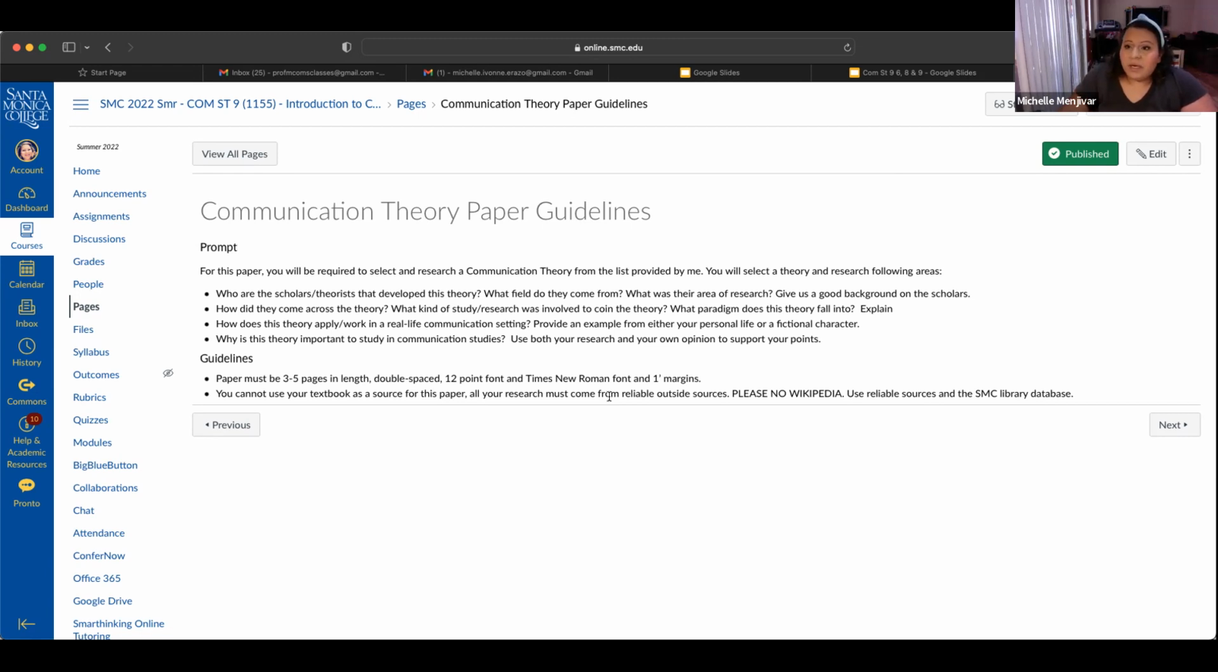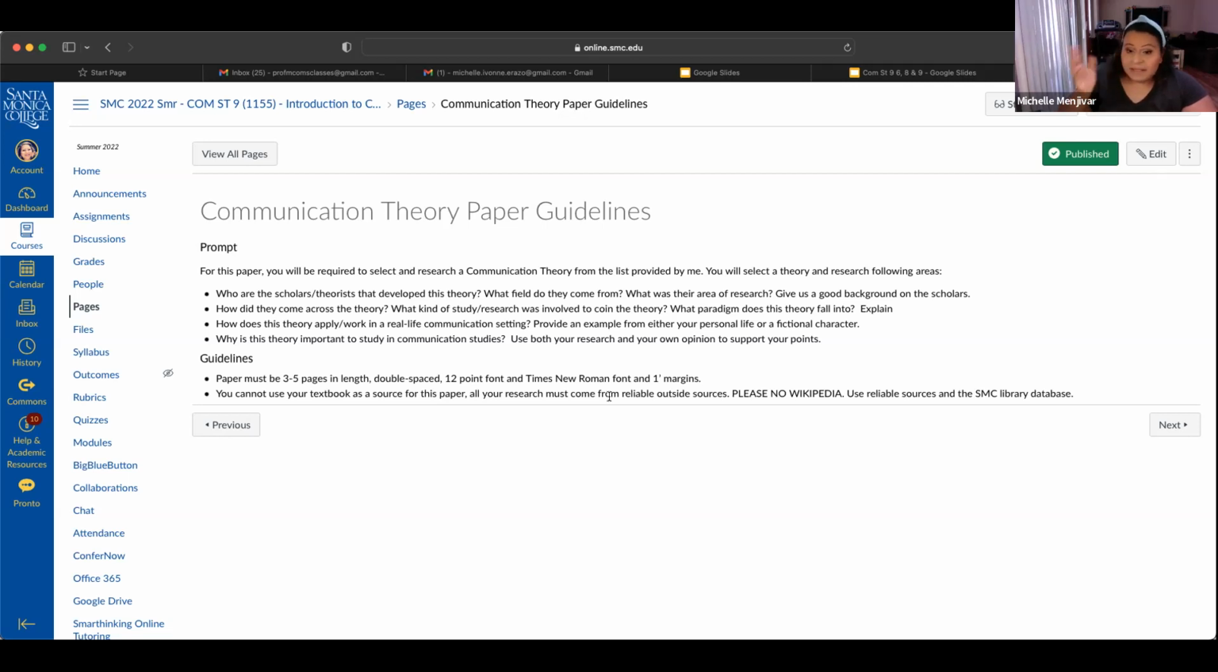You are going to be doing research on this theory. Your textbook is not support for this research. There are a couple of theories on the list that I have created online that are found in our textbook, but your textbook is not a source of research. You have to use outside sources to back up your research. Obviously, I expect you to have at least 3 sources to back up your paper, if not more, but you need at least 3 sources.